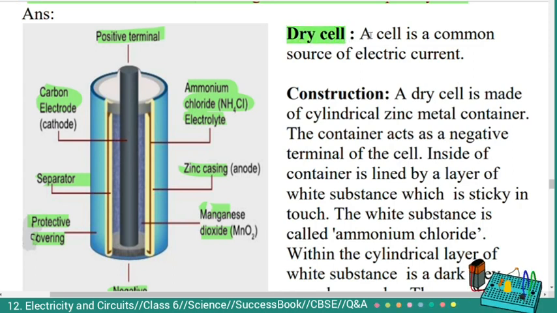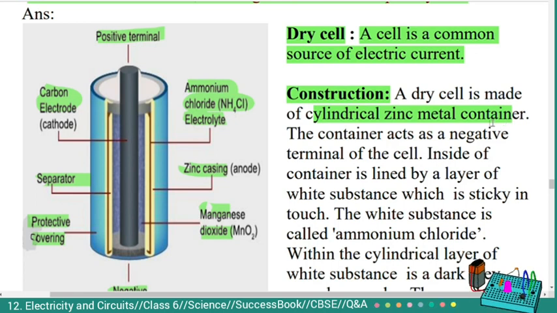Dry cell. A cell is a common source of electric current. Its construction. A dry cell is made up of a cylindrical zinc metal container. So it is made up of zinc metal. The container acts as the negative terminal of the cell. Inside, the container is lined by a layer of white substance which is sticky to touch. The white substance is called ammonium chloride.